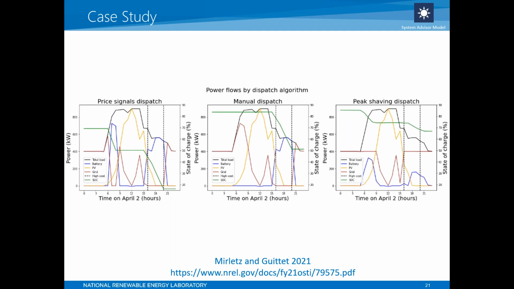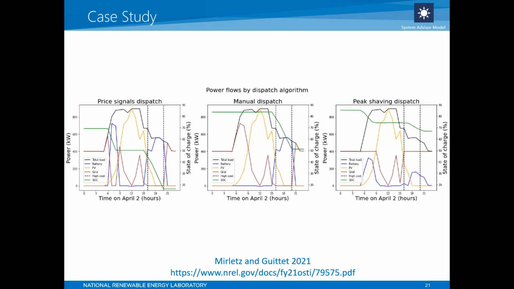And in this particular day, the battery doesn't charge at all. The PV never exceeds the load to the point where the battery is able to charge. So the manual dispatch allows a relatively high peak of around 700 kilowatts in the morning, and then reduces the grid power during that high energy cost period to 0.